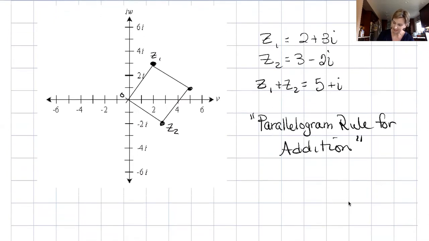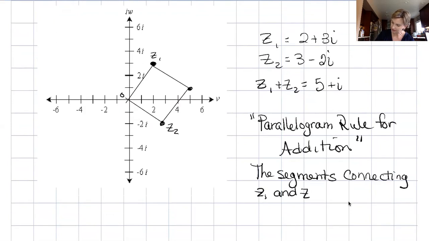It states that the segments connecting z1 and z2 to the origin are the sides of a parallelogram.